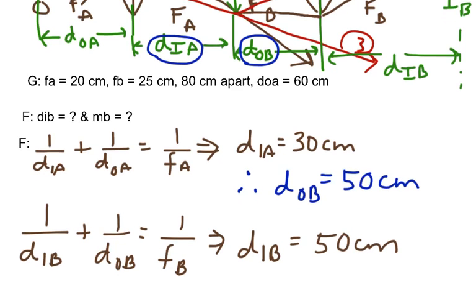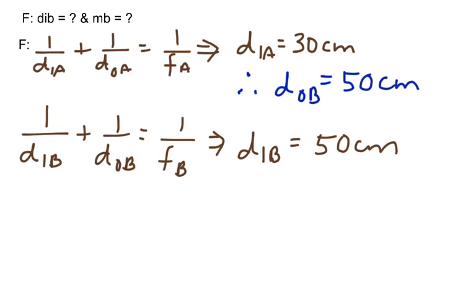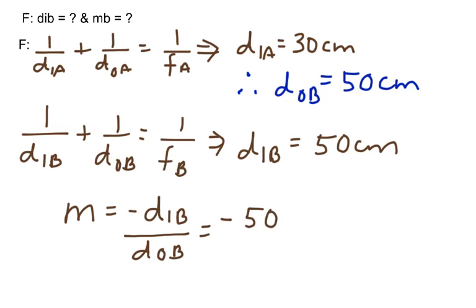And lastly, then, we're going to find the magnification. Again, magnification is negative DIB over DOB, which in this case is going to be a negative 50 centimeters over 50 centimeters, or we get a negative 1.00. So according to this, the size is the same, the magnification being 1. Negative meaning my image for B is in the opposite direction as my object for B.